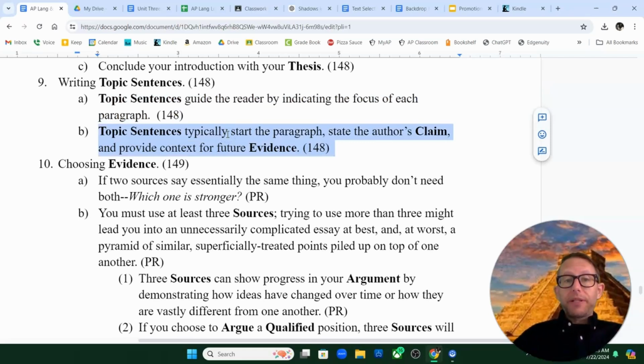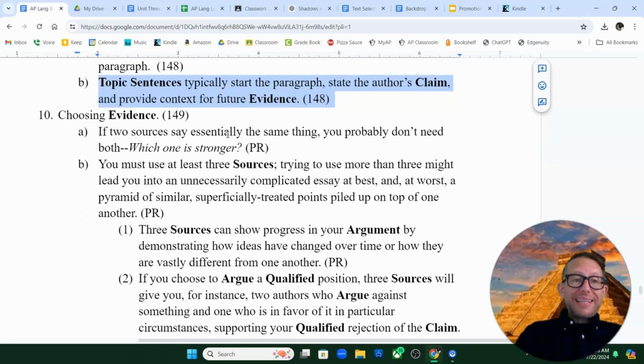Topic sentences do typically start the paragraph, state the author's claim, and provide context for future evidence. Again, that's old hat at this point. Remember, they're sort of the hinge that connects that line of reasoning between the thesis and the evidence. There's going to be that commentary that glues the evidence to the topic sentence and then thus back to the thesis. So you just want to make sure that you've got all of those things right there in that topic sentence ready to go so that when you do start plugging in the evidence, it's all valuable and worthwhile and effective, okay?